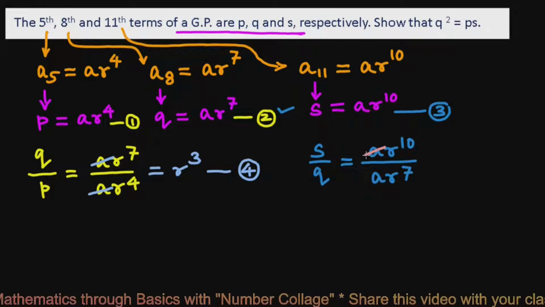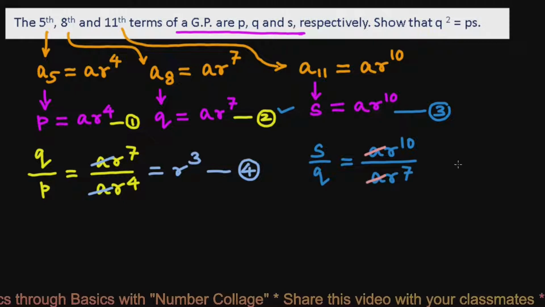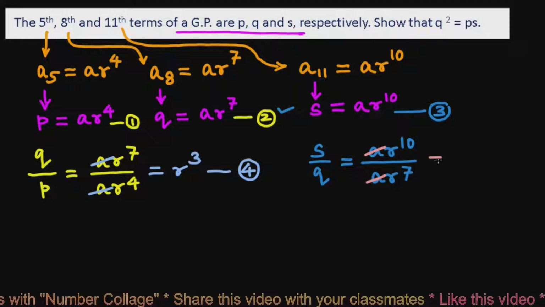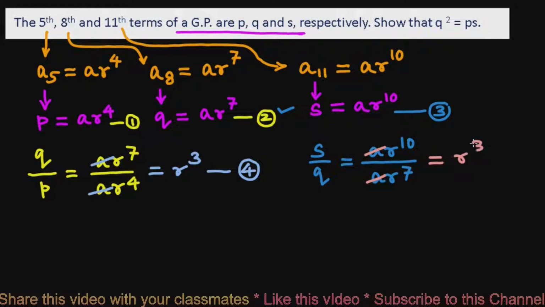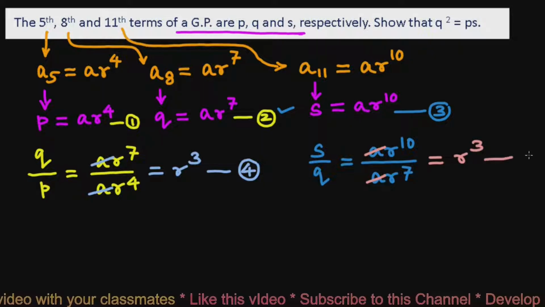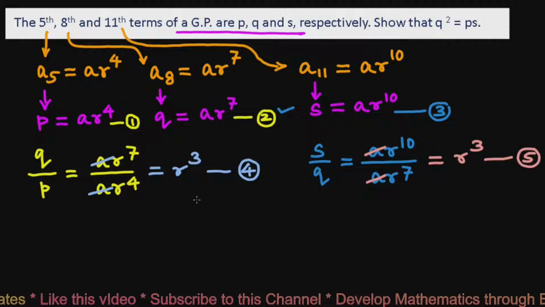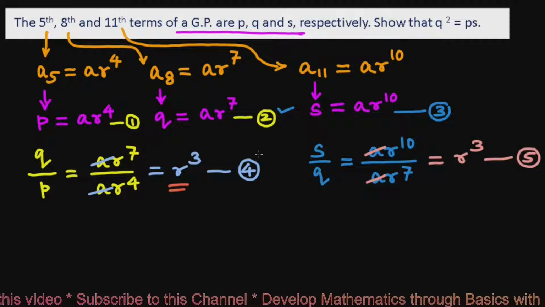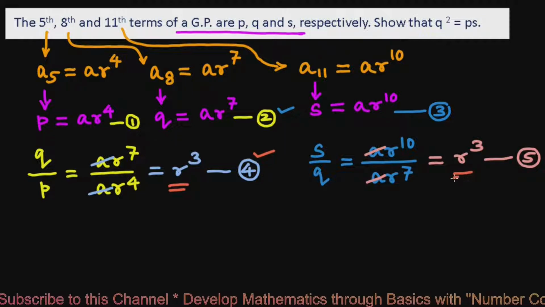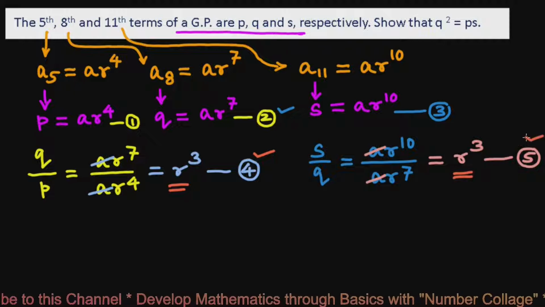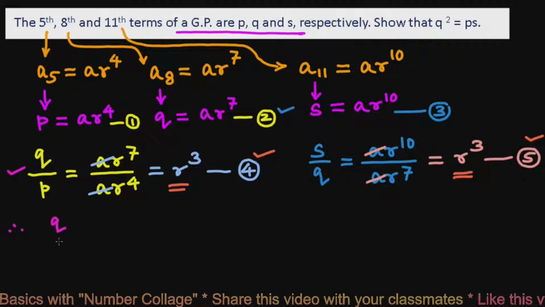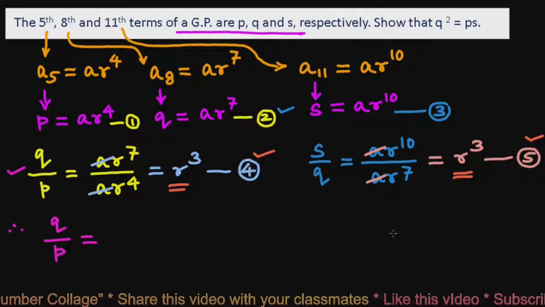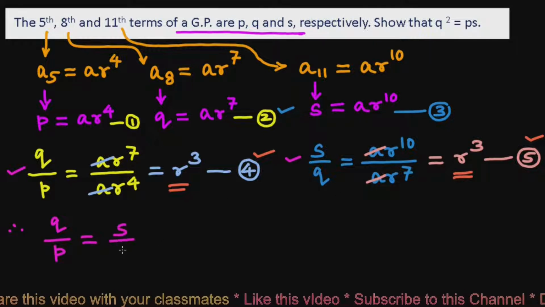This a gets cancelled and we get s upon q equals r power 10 minus 7, that is r cube. We call this equation 5. Now the right hand side of equation 4 and that of equation 5 is same. Therefore we will write q upon p equals s upon q.